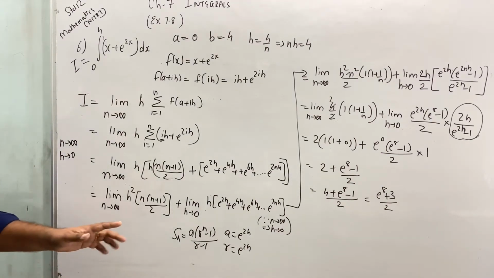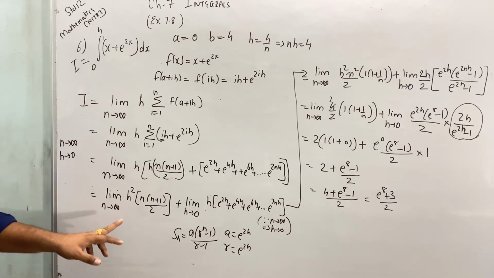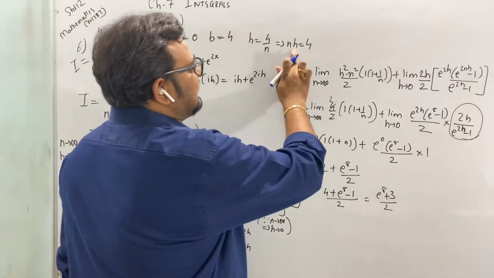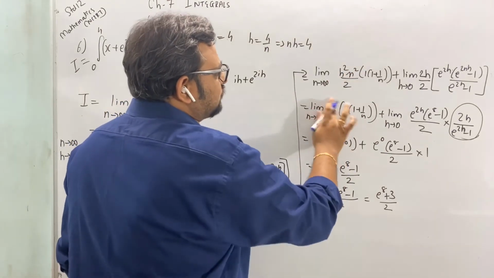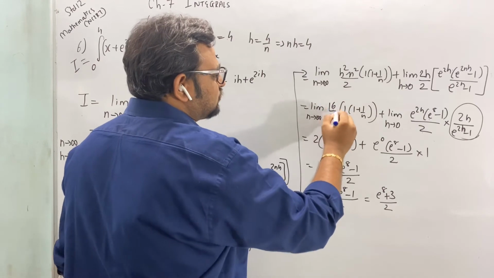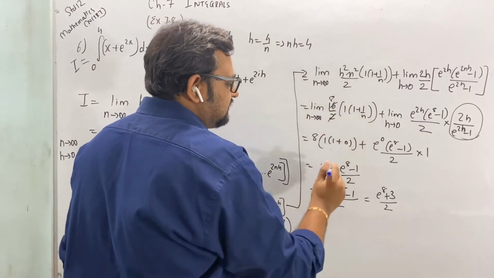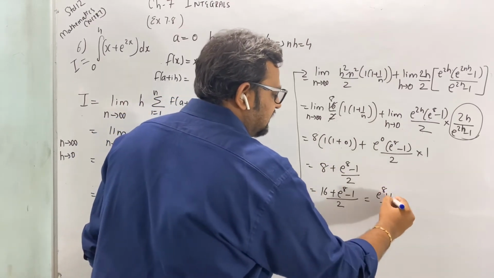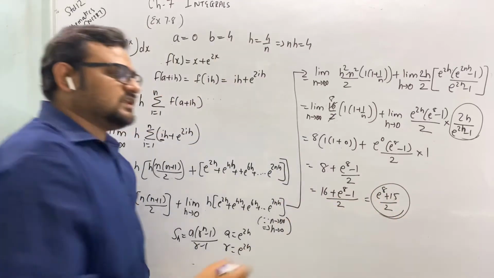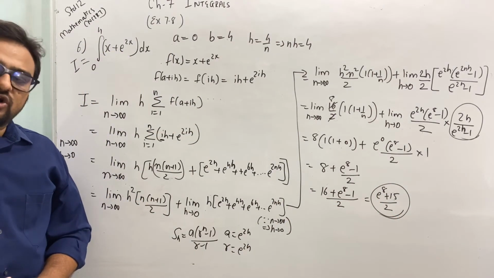Okay, let me just confirm it. And sorry, here we have made a mistake. nh is 4, so it will be n square h square, 4 square, 16. So 2 ones are 2, 8s are 8. So here it will be 8. So e raised to 16 minus 1, it will be 15. So our answer is e raised to 8 plus 15 by 2.